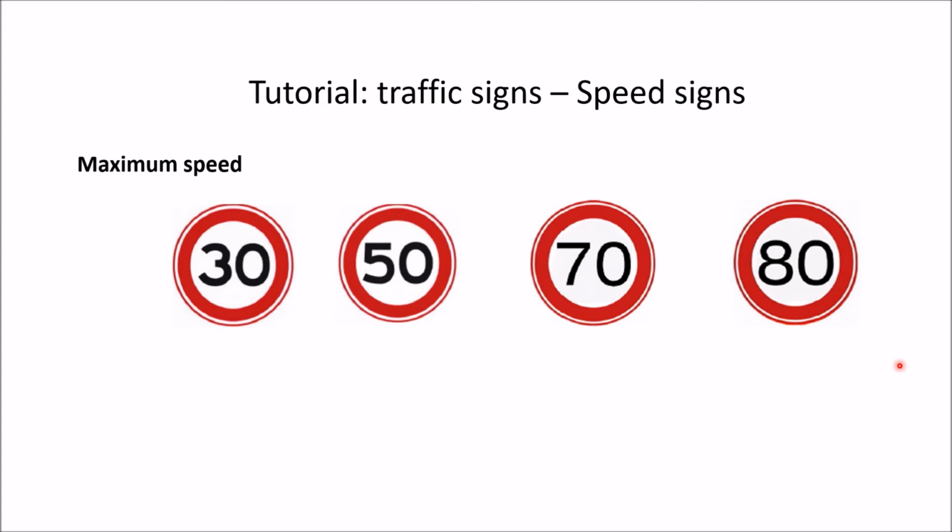So 30, 50, 70, 80, for example here, it may be any other speed limit. In the built-up area, you need to follow the speed limit, or the default speed limit is 50. Outside the built-up area, after the city, the default speed limit is 80. But a different speed might be mentioned inside or outside, but if no speed is mentioned, then it means the default speed is 50.